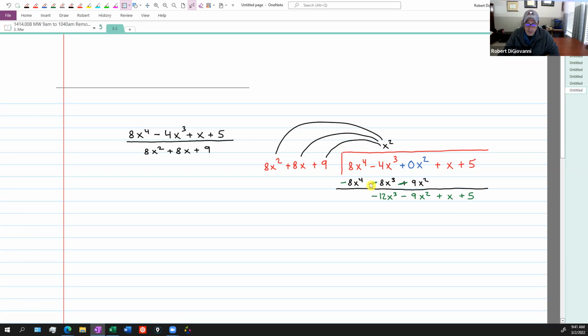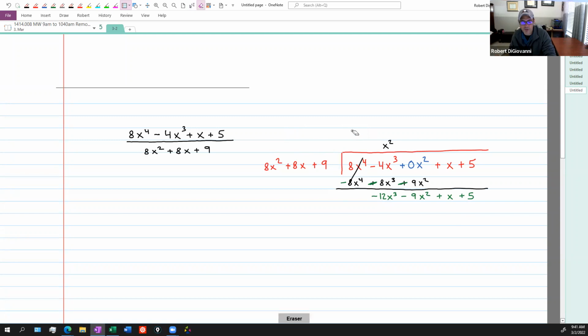Then I subtracted all of the row. So these two canceled. These two together become negative 12x cubed. These two together became negative 9x squared. And then we brought the x and the 5 down. Everyone good up to that step? Any questions there?